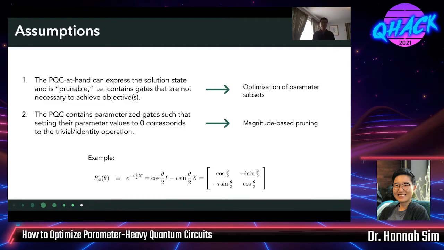And number two, the parameterized quantum circuit of interest contains parameterized gates, such that setting their parameter values to 0 corresponds to the trivial or the identity operation. And this is what allows us to do some type of magnitude-based pruning or removal of gates with small parameters. So for example, if you took the rotational X gate and set this theta to 0, you would see that this is the identity gate, which acts trivially on a quantum state. And so this corresponds to, for example, the empty wire in a quantum circuit.